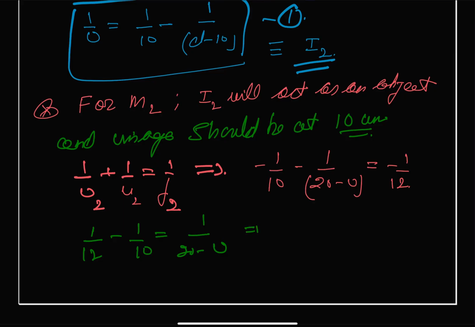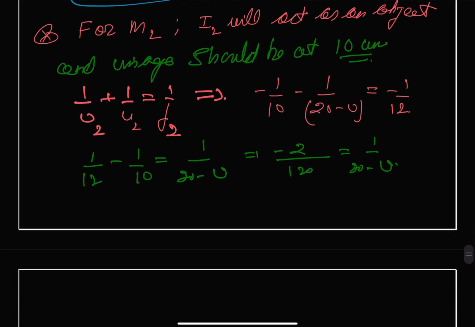120 will be our LCM. This comes as 12 minus 10, so this will be over 2, and with minus will be equal to 1 upon 20 minus v. So we get that our v will be equal to 80 centimeters.